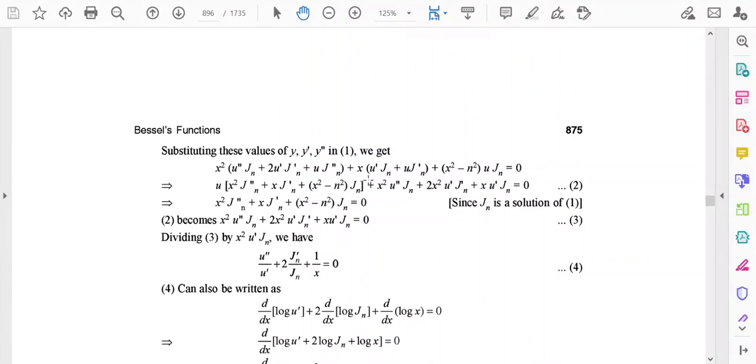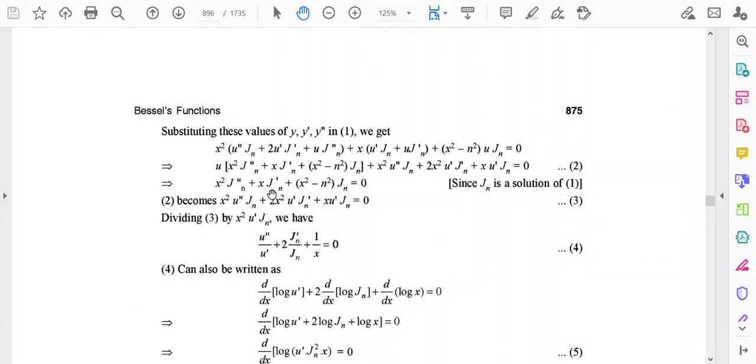In the next line we are rearranging this. We write it in this way: u times (x² J_n'' plus x J_n' plus (x² minus n²) J_n) plus x² u'' J_n plus 2x² u' J_n' plus x u' J_n is equal to 0. This is what we obtain after rearrangement.